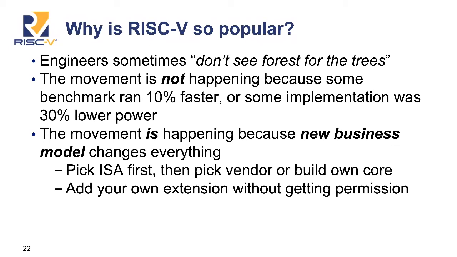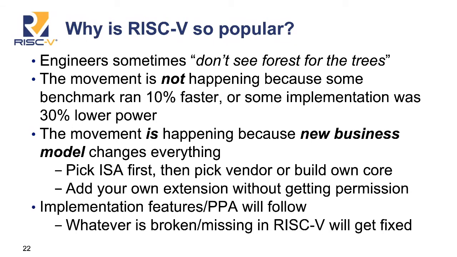Another advantage is you can just go modify RISC-V, add your own extension without asking permission. Everybody has an architectural license. They can do what they want with the core design. So this is really the difference. This is why there's so much momentum behind RISC-V. People see this new business model as being how they would like to operate in the future.